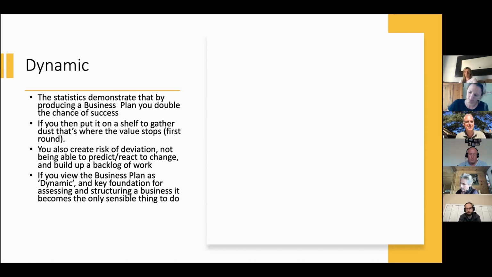You'll have investors crawling over your balance sheets. You'll have people moved off the board potentially. So you need to think this is a dynamic living thing. Without that level of constant review and evaluation, you can't cope with deviation to your plan. If you're not tracking it closely, you can't predict and react to change.